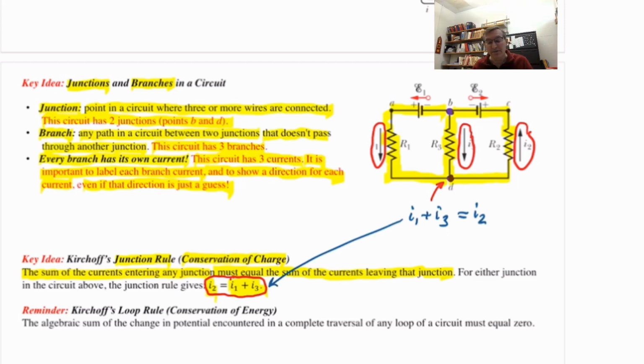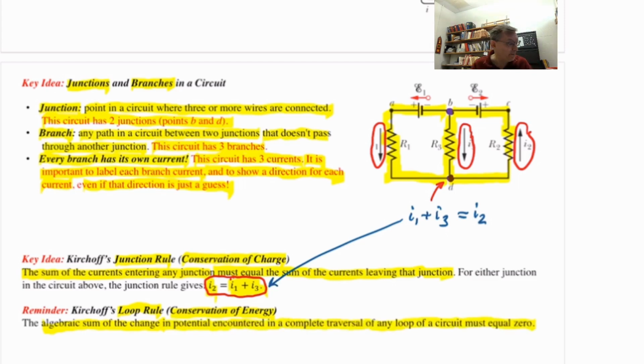Okay, so that's one physics idea. That's a key one that we use to analyze a multi-loop circuit, the so-called junction rule based on conservation of charge. And then there's the so-called loop rule based on conservation of energy, which we stated in the previous video lecture. It goes like this. The algebraic sum, with plus signs and minus signs, of the change in potential encountered in a complete traversal of any loop in a circuit must equal 0.